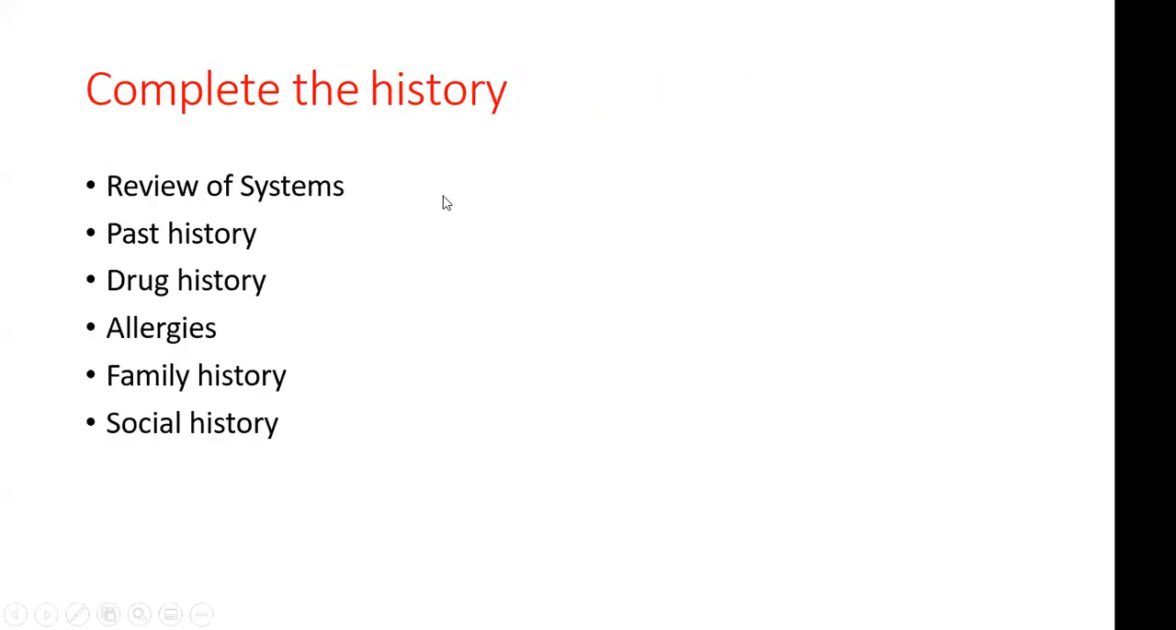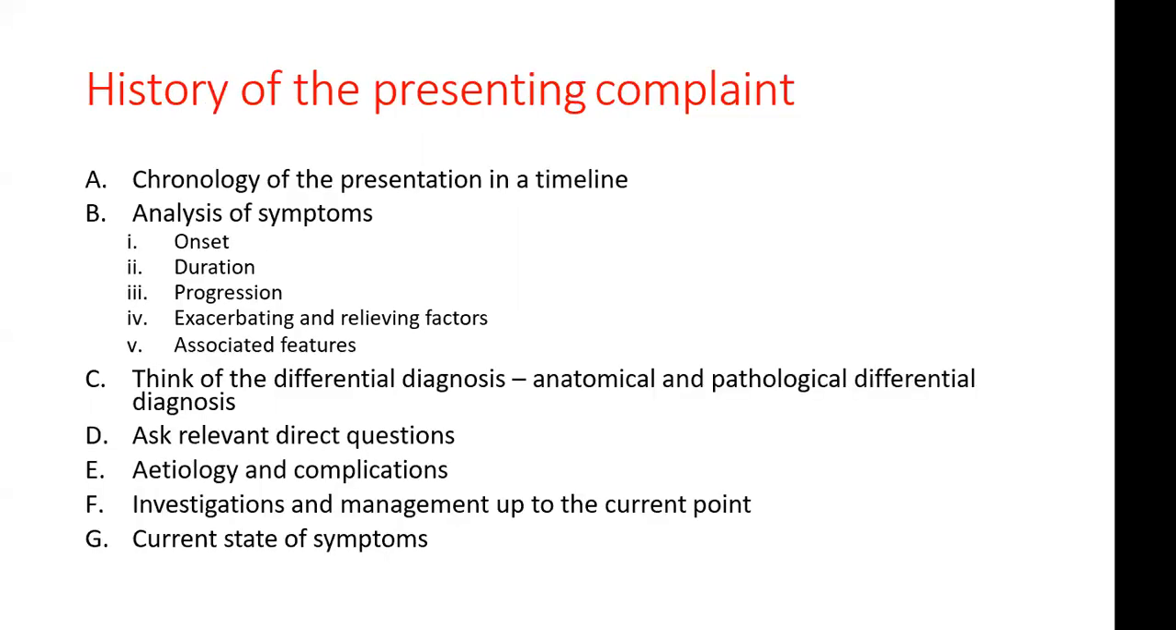I hope that's clear. And then obviously you complete the rest of the history. Okay. Now, review of systems is not necessary now. Because at the beginning we asked you to learn the symptoms on those cards by heart and ask all of those. Don't do that now, because you have already done that within this structure of the history of the presenting complaint.